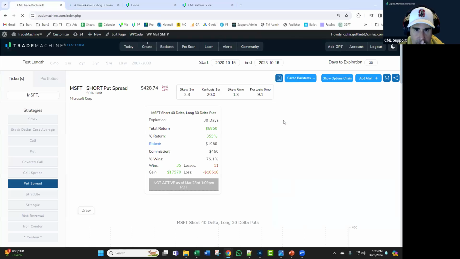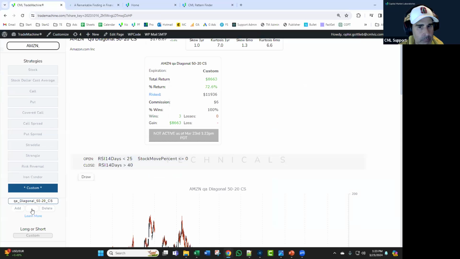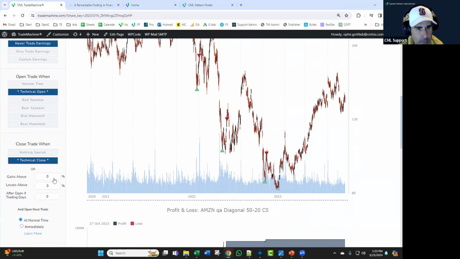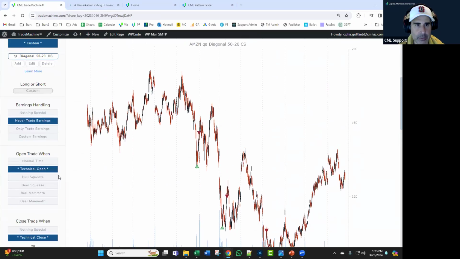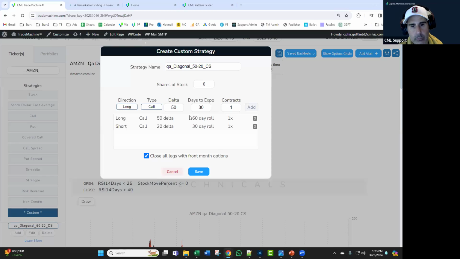So buy the sell-off is a diagonal. Let me just load one. So you'll see in this strategy, there's no stops or limits. 0 just means no stops or limits. So here's a trade. It's buying a call that's 60 days to expiration and selling one that's 30 days, and you're buying the higher delta, so it's a bullish long call diagonal spread.